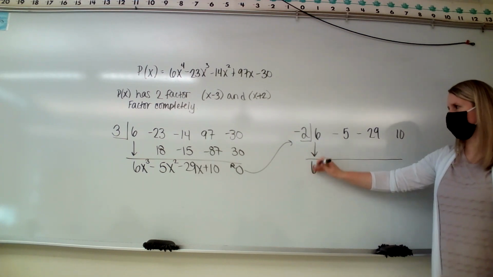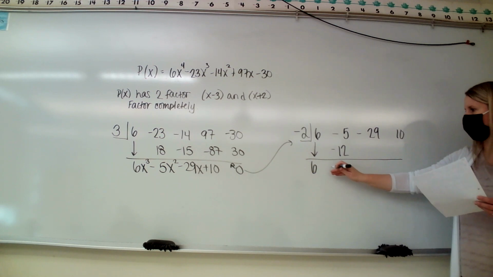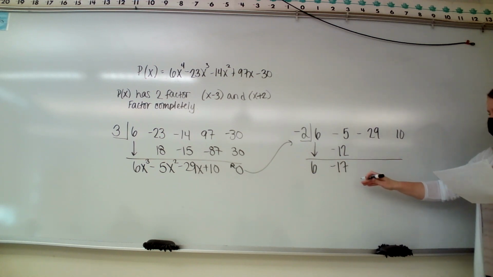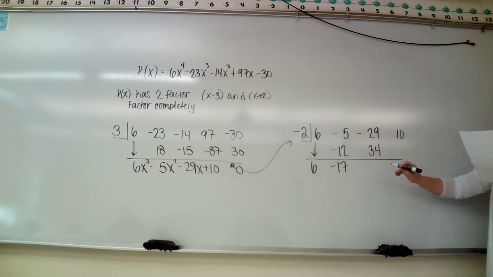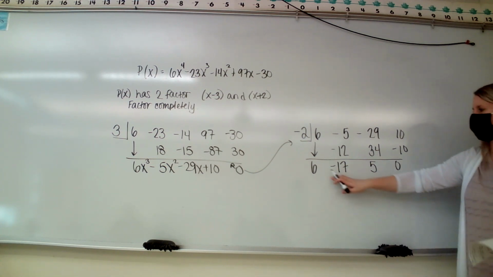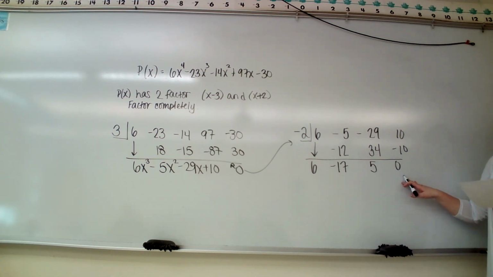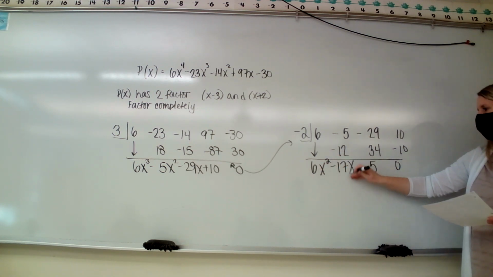So bring that down. Do your nice little steps here. Negative 12, that gives me negative 17. That's going to give me 34, which is 5. That's going to give me negative 10, which is 0, which makes sense because it's a factor. The remainder should be 0. Once again, we do all this dividing if we know the factors are there to make our polynomials easier to deal with. So this would be 6x squared minus 17x plus 5.